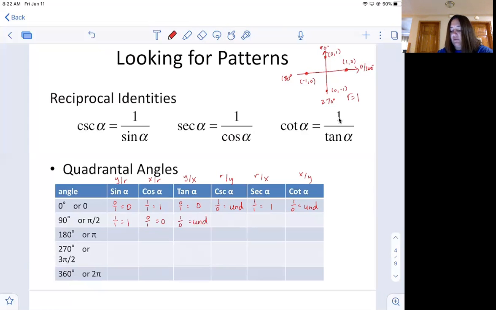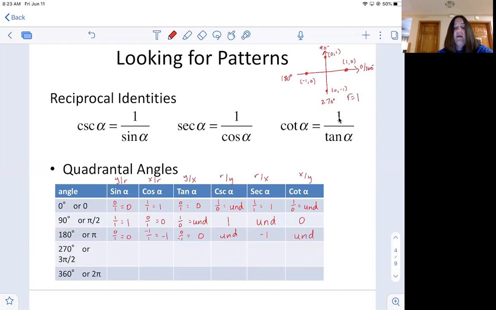Now again, we can fill in the rest. So we would have 1, undefined, and we would have 0. So again, you are doing those reciprocals. Now, 180, we would have 0 over 1, which is 0, and negative 1 over 1, which is negative 1. The tangent would be y over x, so it'd be 0 over negative 1, which is just 0. Cosecant, again, reciprocal, that one's going to be undefined, negative 1 and undefined.